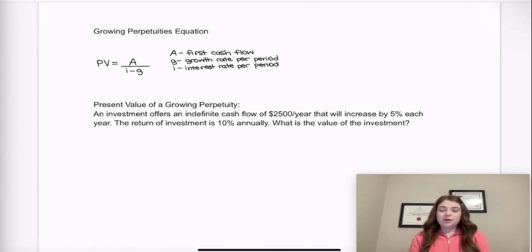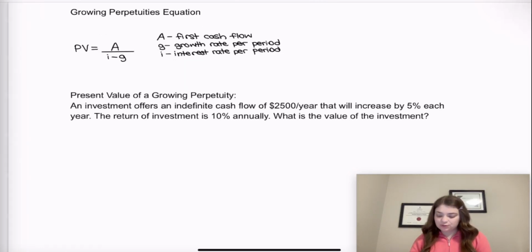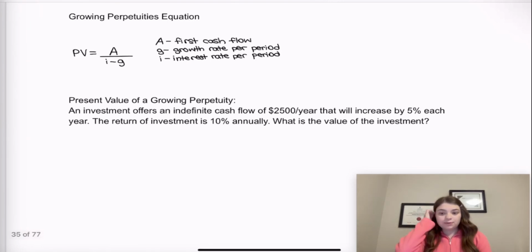So today we are going to go ahead and do this example using the growing perpetuities equation. The growing perpetuities equation says that the present value of the perpetuity is equal to the amount of cash flow over the interest rate per period minus the growth rate per period.